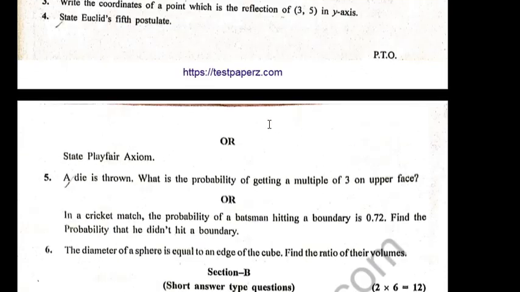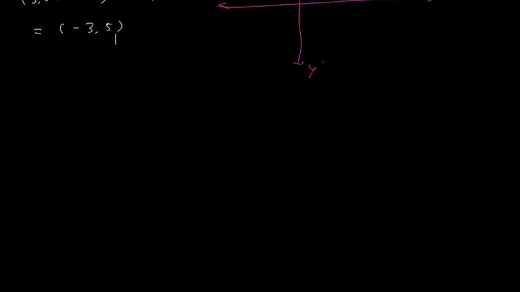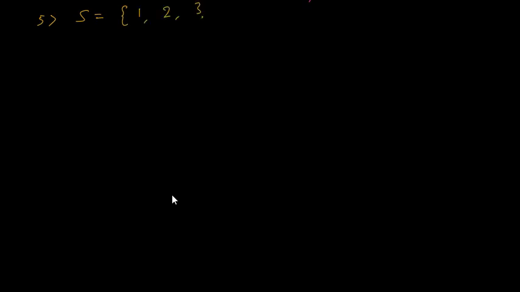They have given another question for this: a die is thrown. This is from the chapter probability. A die is thrown, what is the probability of getting a multiple of 3 on the upper face? When a die is thrown, our sample space will be 1, 2, 3, 4, 5 and 6. So the number of elements in the sample space is 6.